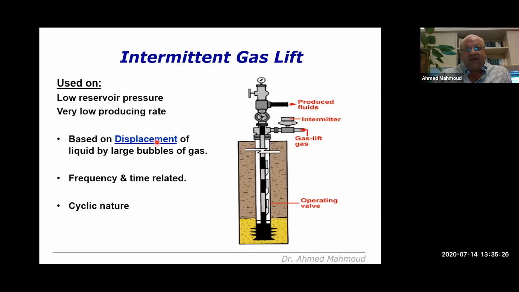These large bubbles of gas are what will enable me to lift entire fluid columns all the way up. And it is frequency and time related, and it is producing with a cyclic nature. And this cyclic nature makes intermittent gas lifting not really a favorite thing. We will go in the next couple of slides in detail to see the reason why intermittent gas lift is actually not used a lot.